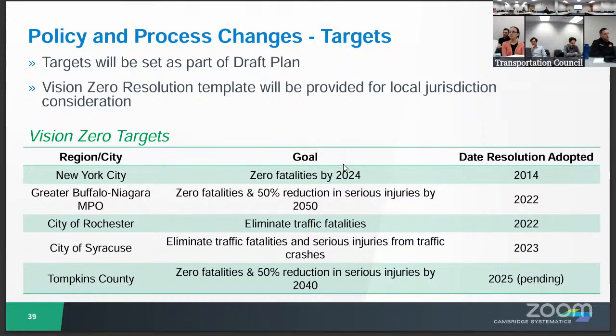But as we continue to talk about creating a Vision Zero policy, we just want to make sure that, as the governing document, we have some general agreement on the overall target and format.